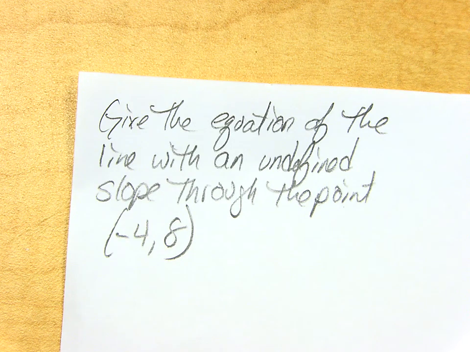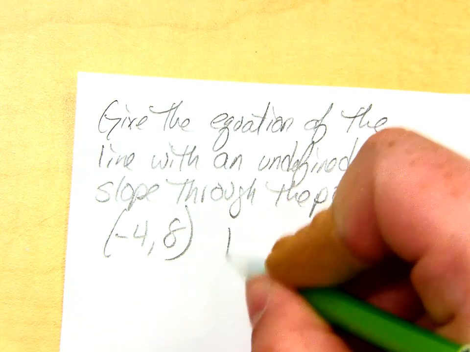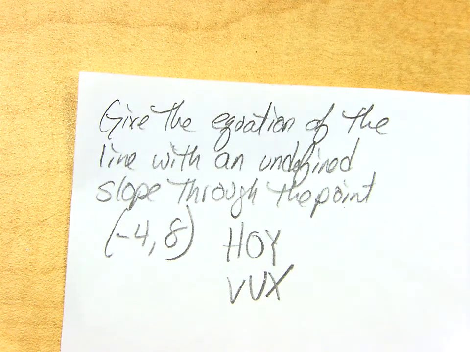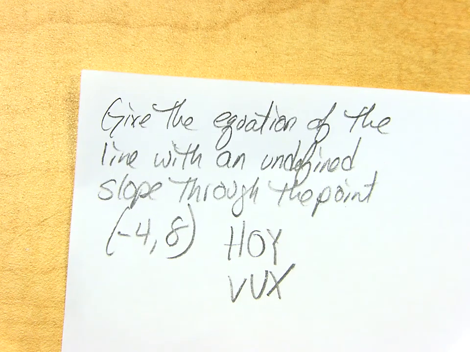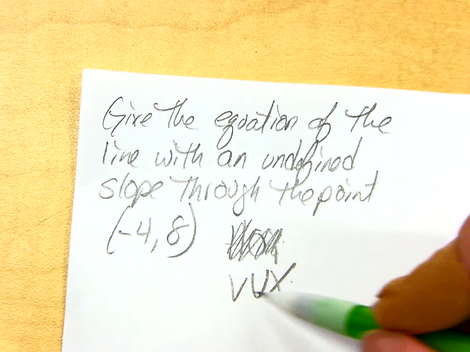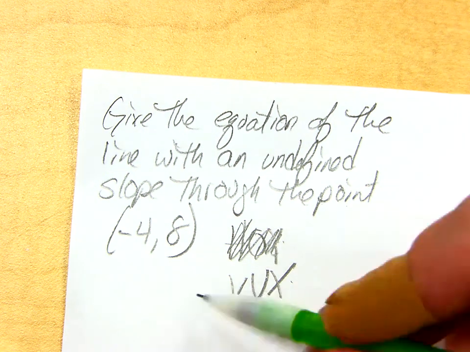Okay, so give the equation of the line with an undefined slope through the point -4, 8. As soon as you see the word undefined or a slope of 0, I hope you're thinking hoy bucks, right? Now, which one am I dealing with? Who has an undefined slope, hoy or bucks? Bucks, I don't want this. I want this. This tells me what I need.